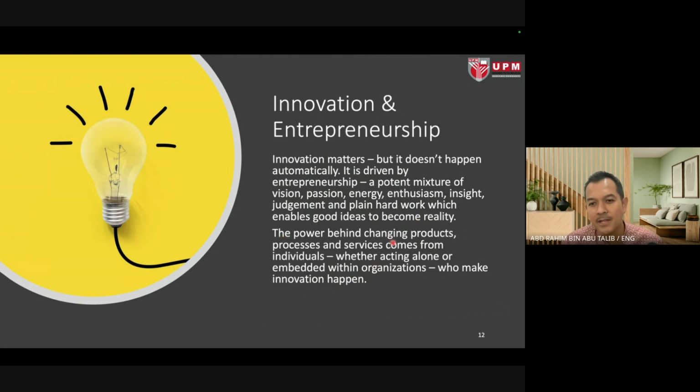So the power behind changing products, processes, and services comes from individuals, okay? Right? Whether acting alone or embedded within an organization, they make innovation happen. Like other literature says, innovation can be done by one person or in groups or via an organization. All right.